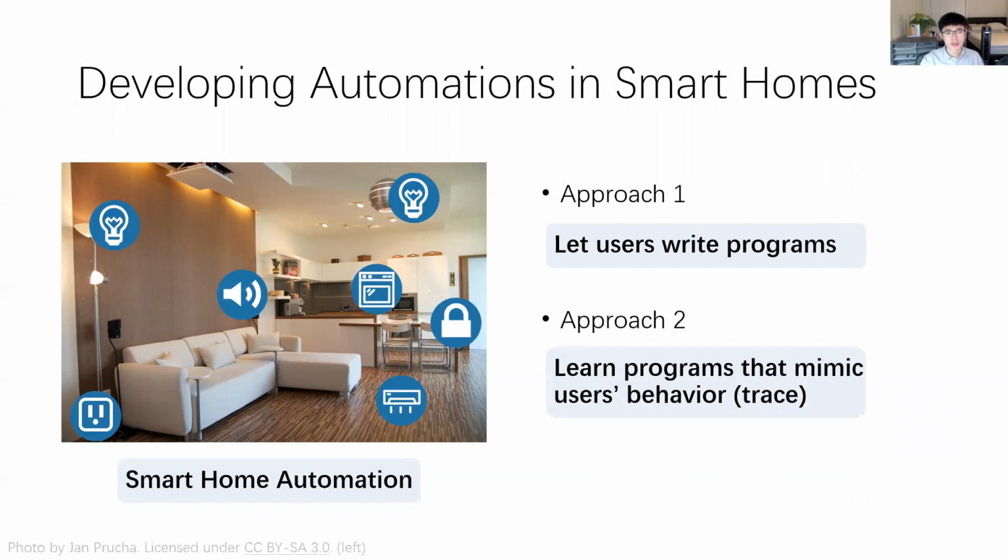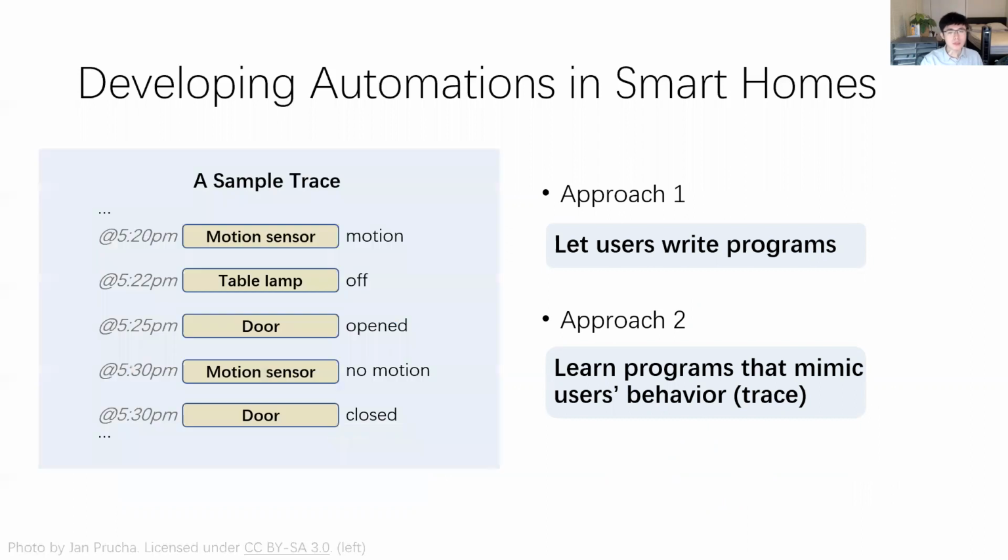Another example is trying to learn programs that can mimic users' behaviors in the history, which we will refer to as trace. A trace is a collection of all events that happened in history, together with their timestamps. However, only relying on the trace can cause some issues.